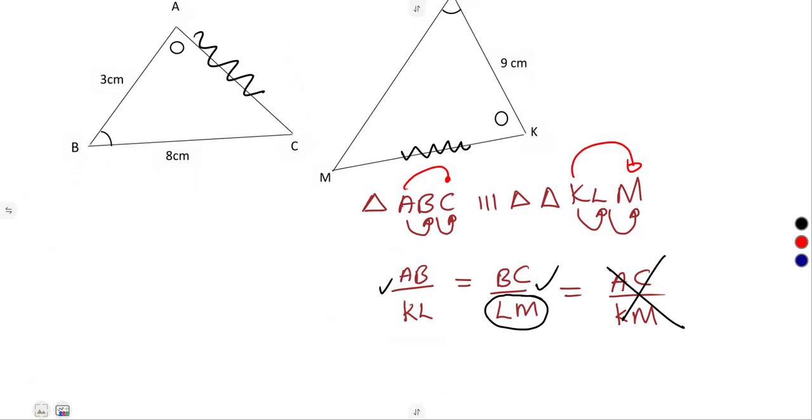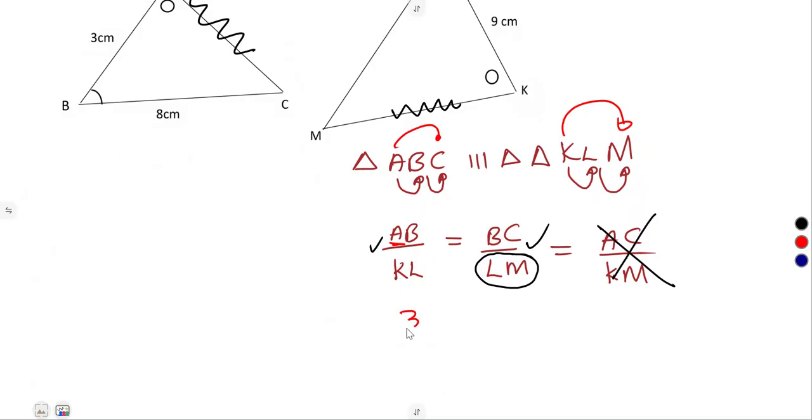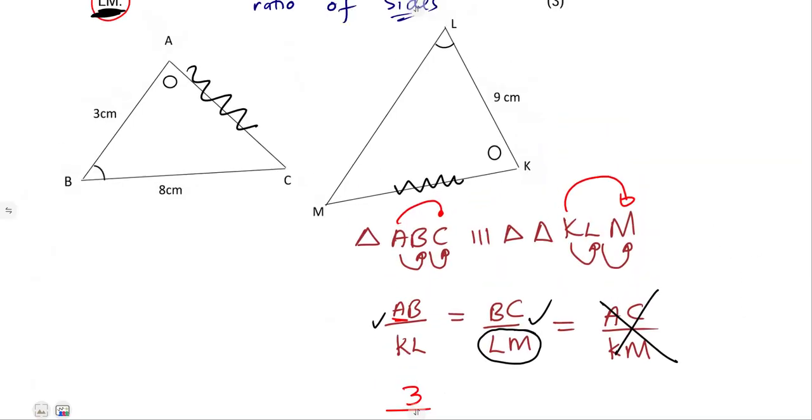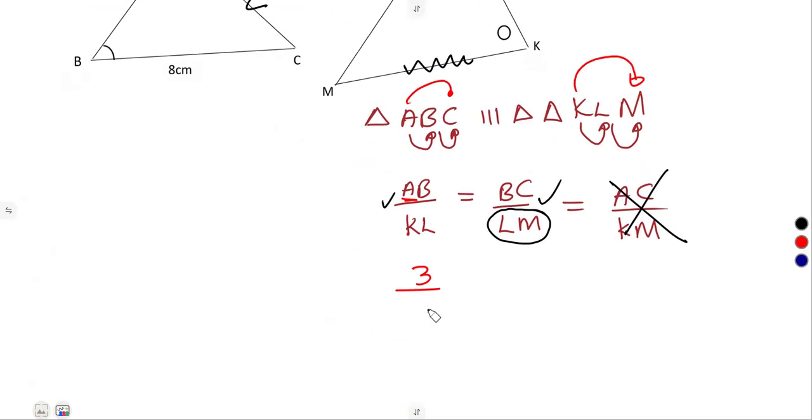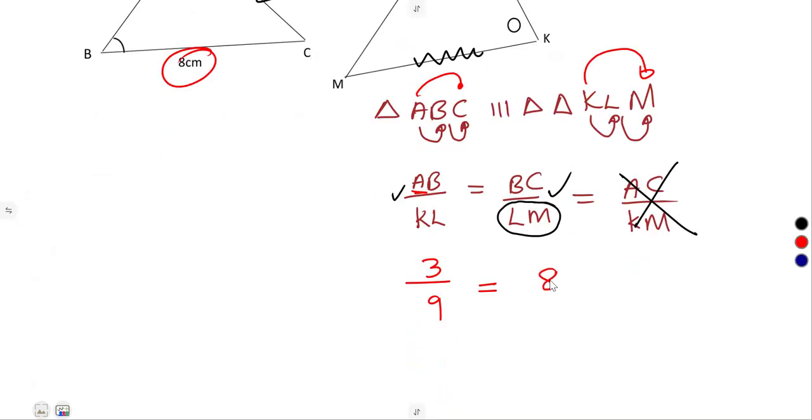So let's substitute because we are given this AB. It is there from our diagram here. AB is what? 3 centimeters. So that's AB, 3, over KL, that is 9 centimeters. So 3 over 9 is equal to BC. We are also given that one as 8 centimeters. So over what? LM. So this is the one that you are being asked, the one that you circled. So you can calculate your LM.